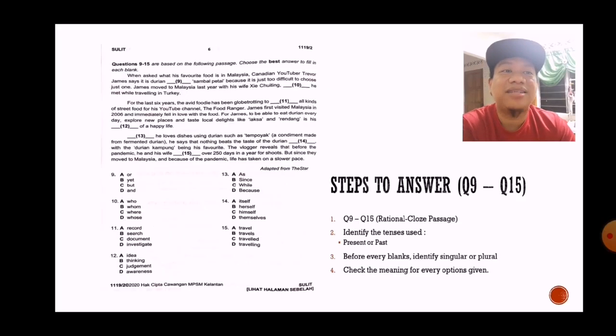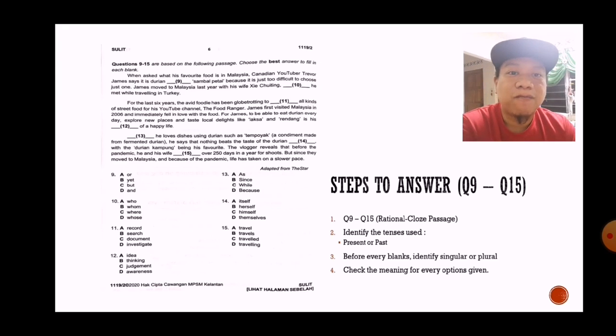D is investigate. Investigate means what? We make investigation. Not search. We make investigation. Kita siasat. Okay, so what did this YouTuber from Canada, Trevor James, do? Of course, since he is a YouTuber, he is not writing. So C is wrong, so not document.